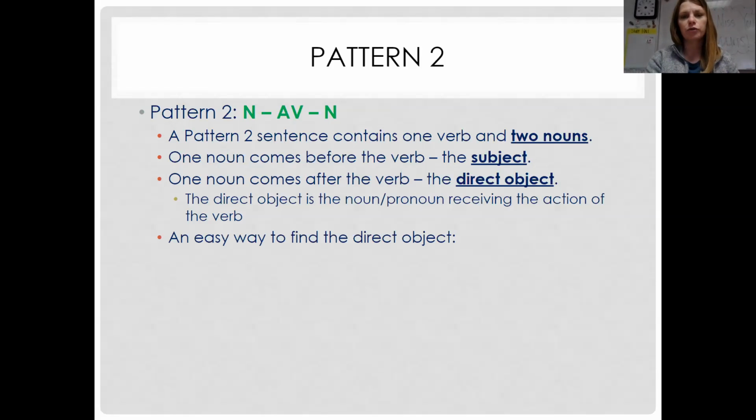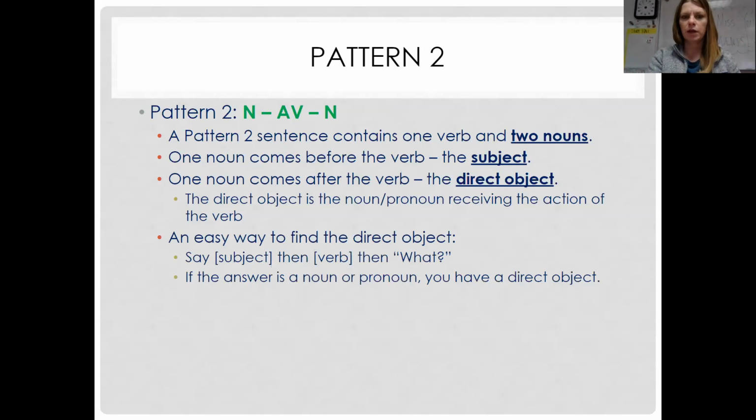And the easy way to find the direct object is you say the subject, and then the verb, and then say what. And this is like my favorite memory sentence. If the answer is a noun or a pronoun, you have a direct object. If something receives that action, you have a direct object. It directly receives the action of the verb. Direct object. Object is the thing, receives the verb.